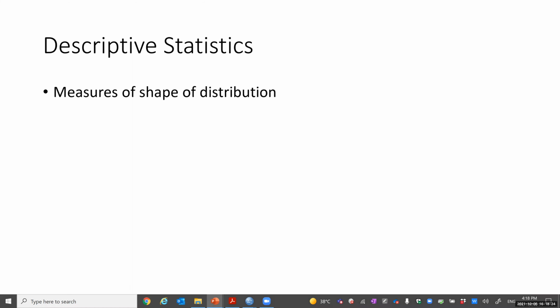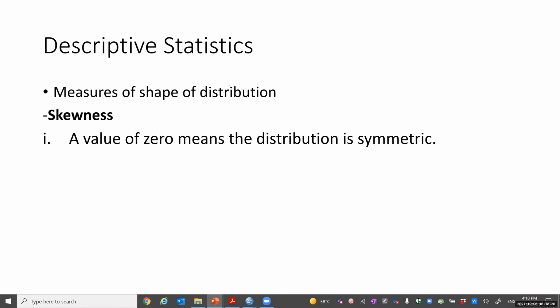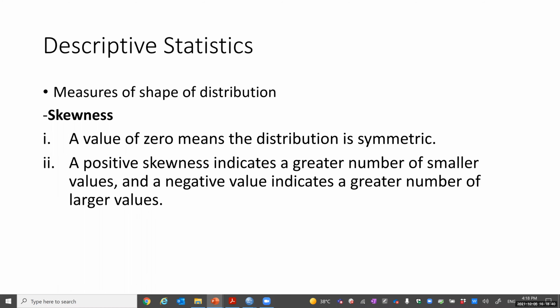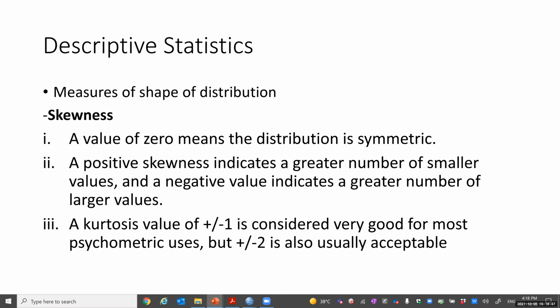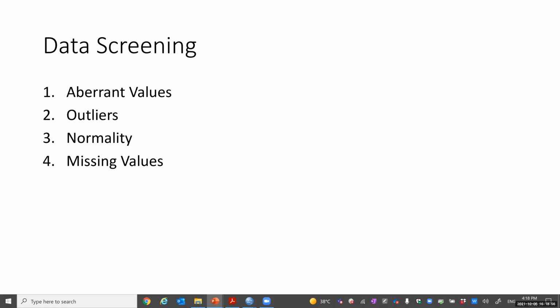Okay, so the other thing was the skewness. Again, a value of 0 means that a distribution is symmetric. So, just like the kurtosis case, if it is close to 0, you have a symmetric distribution. Positive skewness indicates a greater number of smaller values, and a negative value indicates a greater number of larger values. Again, the same rule: plus minus 1 is considered very good for most psychometric uses, plus minus 2 is also acceptable. But again, it varies from field to field.